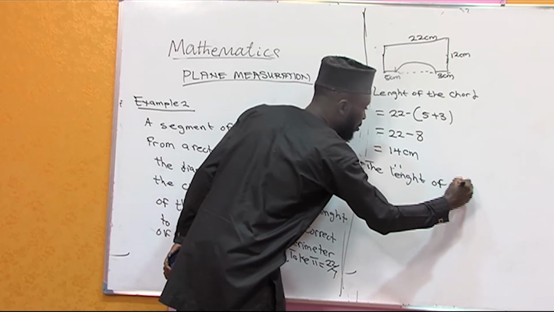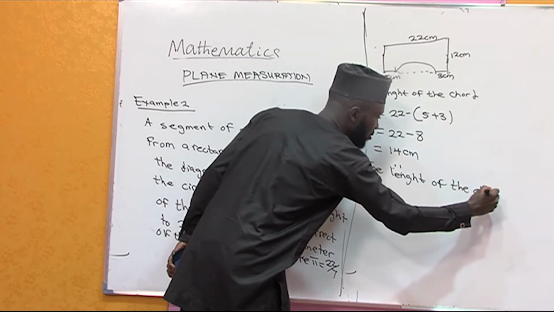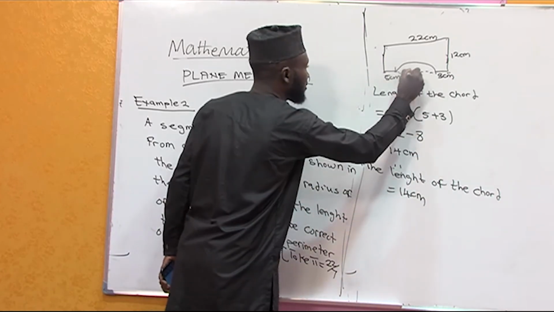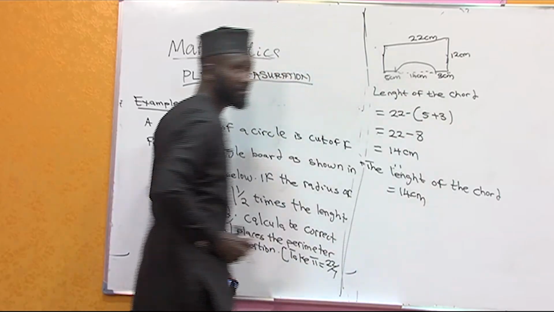which means the length of the chord is equal to 14 centimeter. So if this place is equal to 40 centimeter, fine.